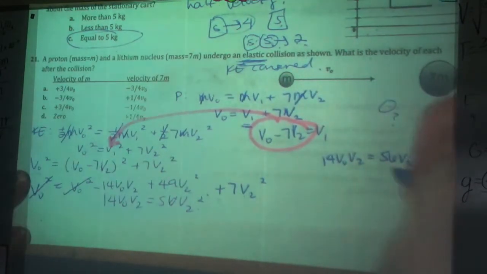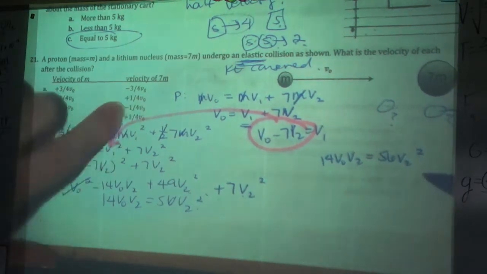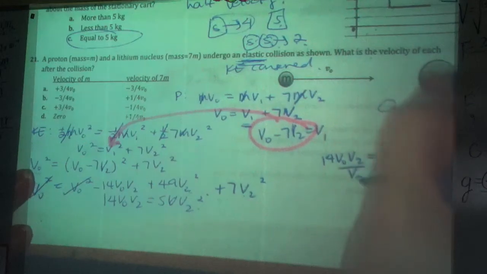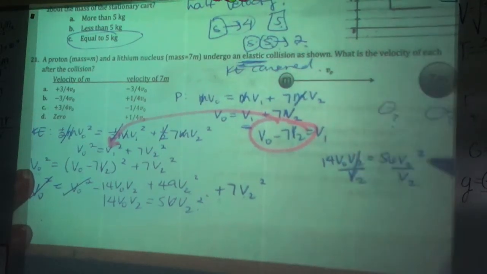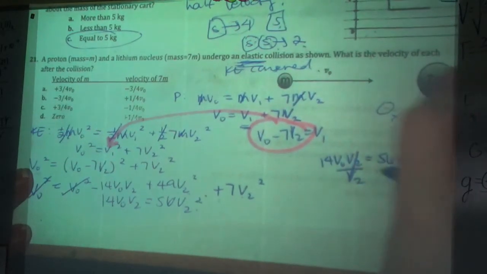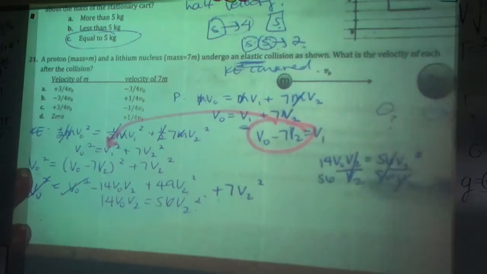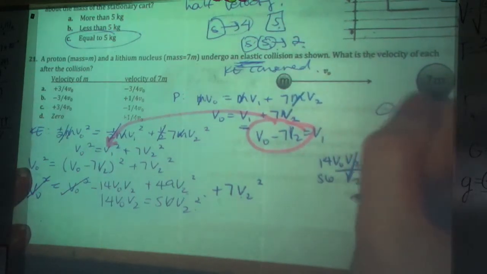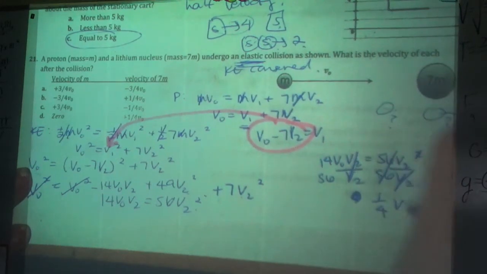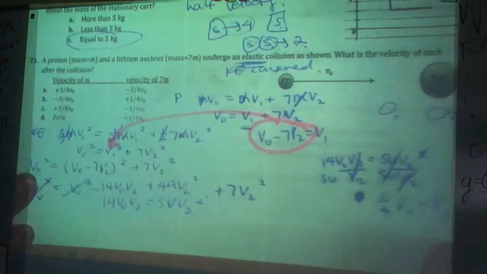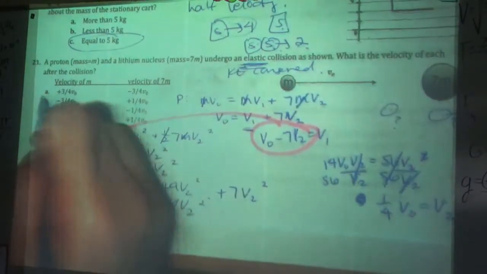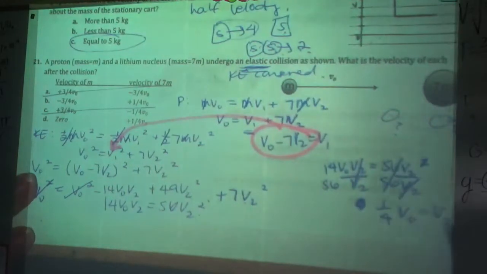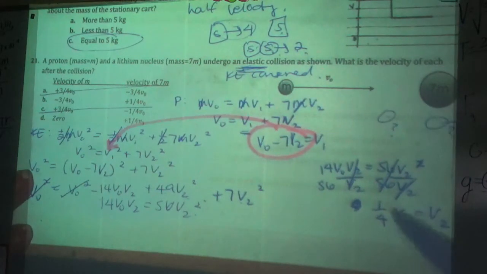So we're trying to get the v2 by itself, because our answer is in terms of v naught. Well, I can divide by v2. That cancels out one of them, so now I divide the 56 over. 14 over 56 is just 3/4? No, 1/4, yeah. 1/4 v naught. So then we can cross off A and C, because the velocity v2 is the velocity of the 7m, so it's going at 1/4 v naught.